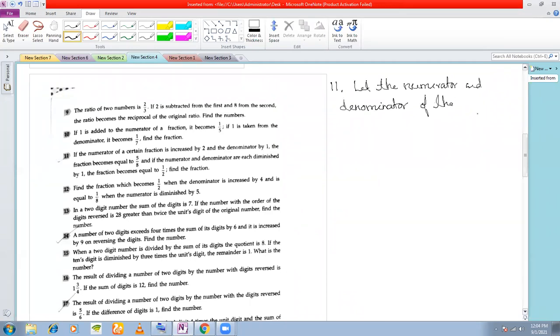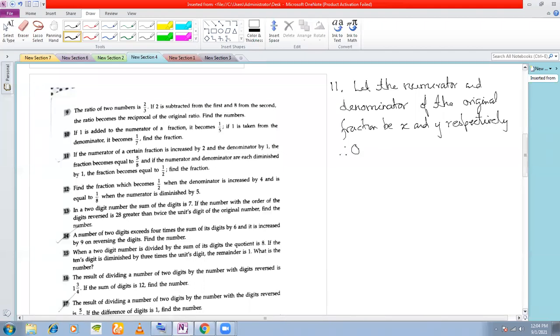Let the numerator and denominator of the original fraction be x and y respectively. So I assume the numerator to be x and the denominator to be y. Therefore, the original fraction is x by y, right? Now see what the conditions given are. If the numerator of the original fraction is increased by 2 and the denominator by 1.